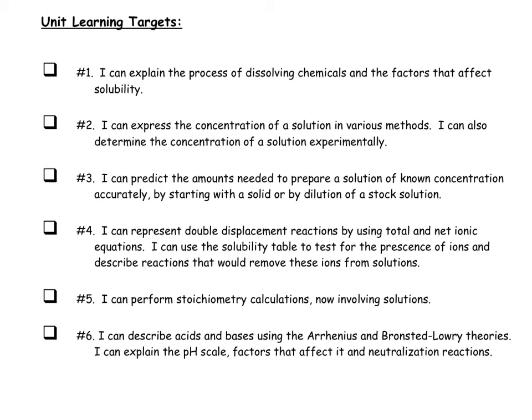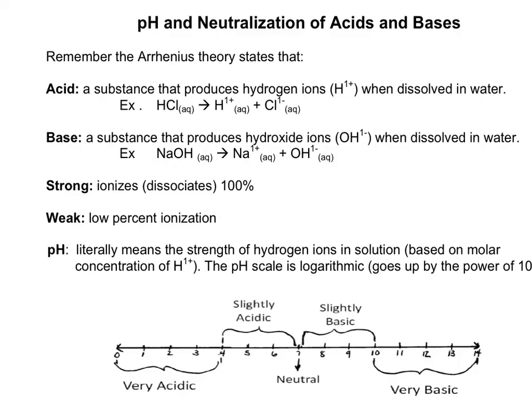In this lesson, we're going to start discussing learning target number 6, describing acids and bases, focusing on the Arrhenius theory. We'll also explain the pH scale and factors that affect it, along with neutralization reactions. As a quick reminder, let's go over the points of the Arrhenius theory.